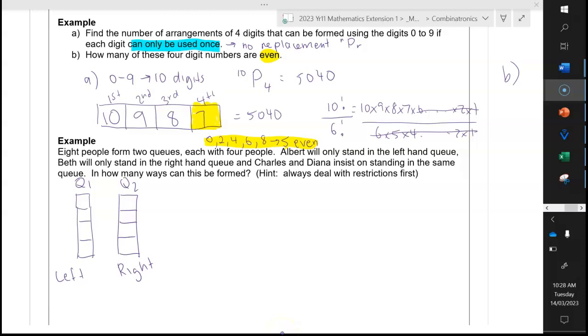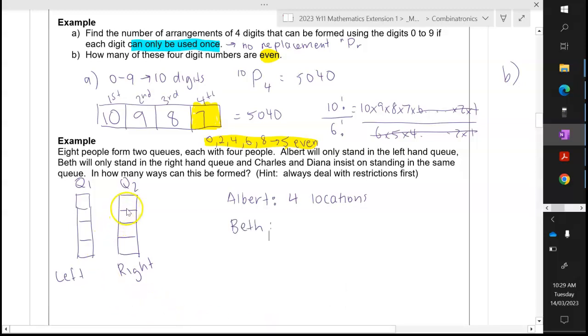And it says Albert will only stand in the left queue. So if Albert will only stand in the left queue, there's only 4 locations that Albert can stand. And there's 1, 2, 3, and 4. Beth will only stand in the right queue. So likewise, there's only 4 locations for Beth. 1, 2, 3, and 4. So she's only got 4 possible locations.